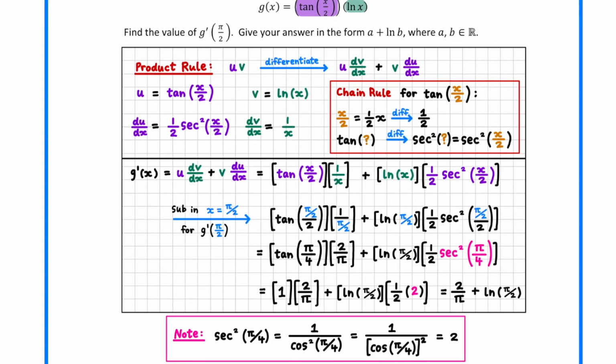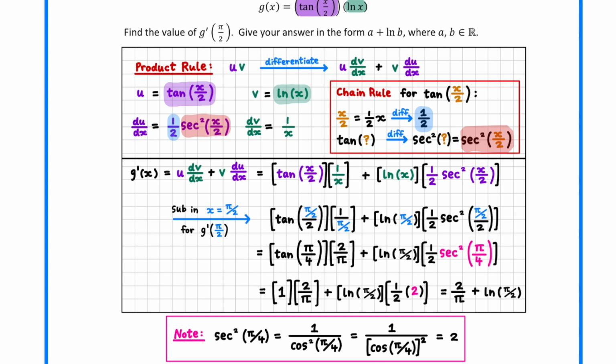In part B, we must evaluate the derivative of a function at pi over 2. The function is written as the product of 2 expressions, so here we should use the product rule. The first term, u, is tan of x over 2, and the second term, v, is ln of x. To find du/dx, we must use the chain rule. The inner differentiation gives us 1 over 2, and the outer differentiation gives us secant squared of x over 2. du/dx is found by multiplying these together.